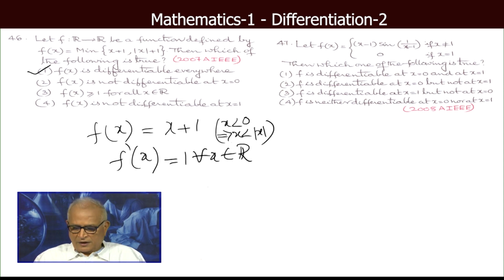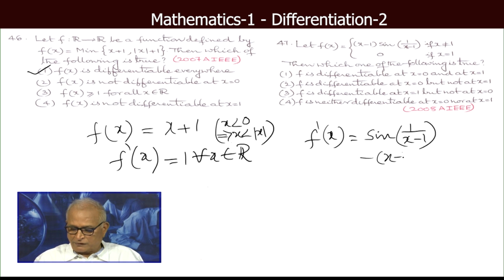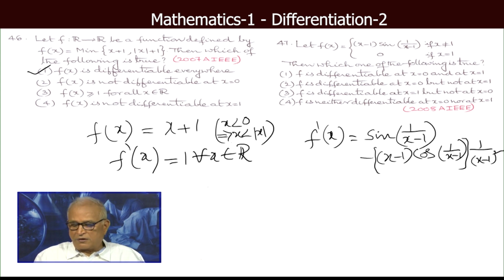అంటే మైనస్ 1 బై (x minus 1) హోల్ స్క్వేర్. సో f dash x ఈజ్ (x minus 1) ఇంటూ 1 దట్ ఈజ్ sin 1 by (x minus 1), minus (x minus 1) into cos 1 by (x minus 1) into 1 by (x minus 1) whole square. Follow? Because derivative of 1 by (x minus 1) is minus 1 by (x minus 1) whole square.